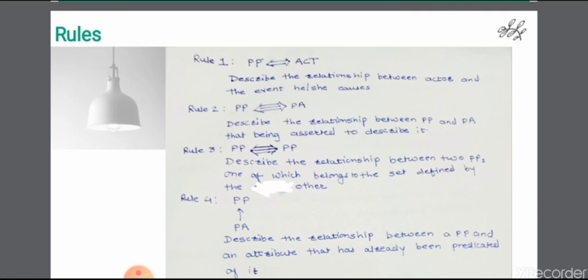The next one, the fourth rule, is PP pointed by PA. It describes the relationship between a PP and an attribute that has already been predicated of it. It means the direction of the arrow is towards the PP being described.